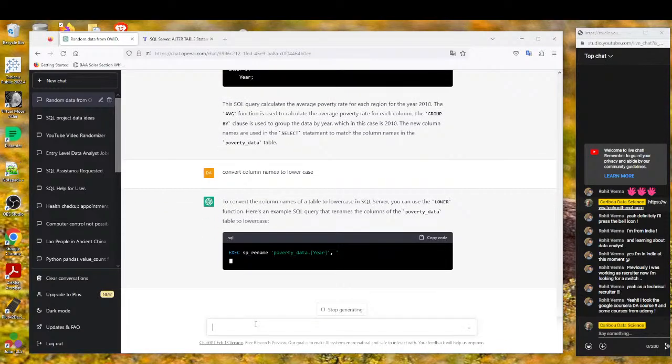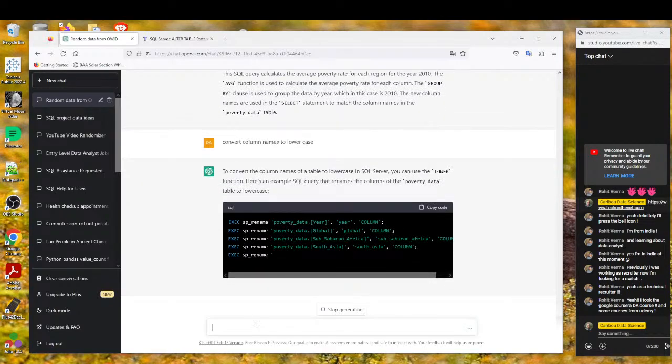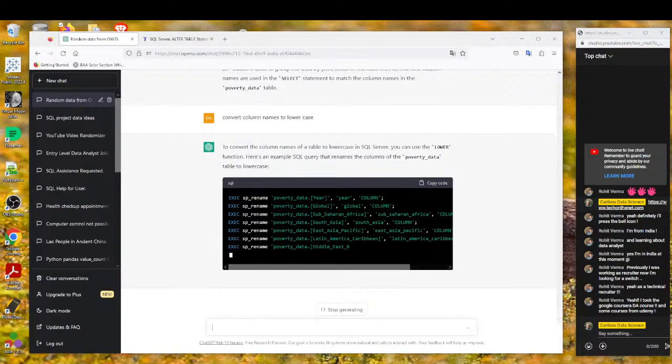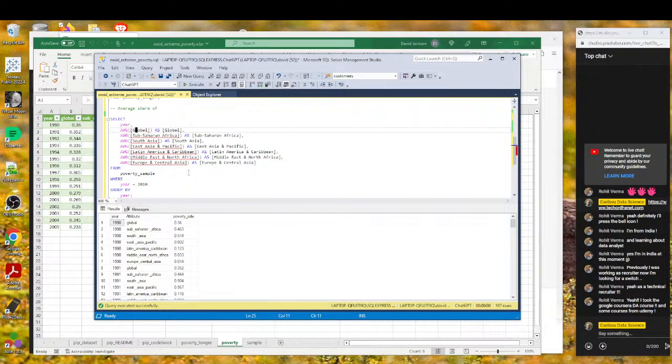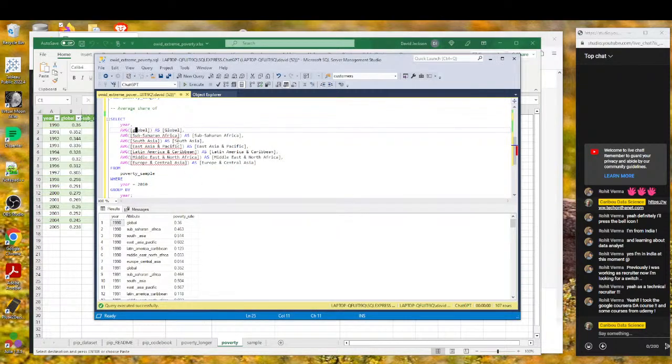No, I don't want to use that. The columns are already lowercase. This is going to be kind of a long way around this, but it should work anyway.